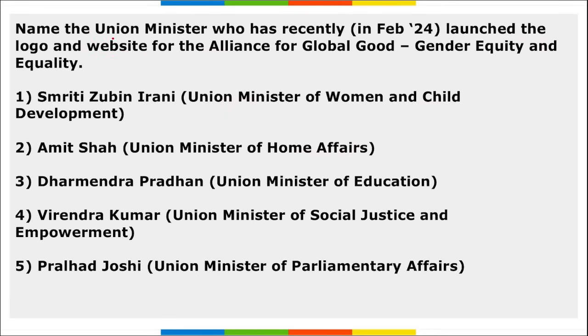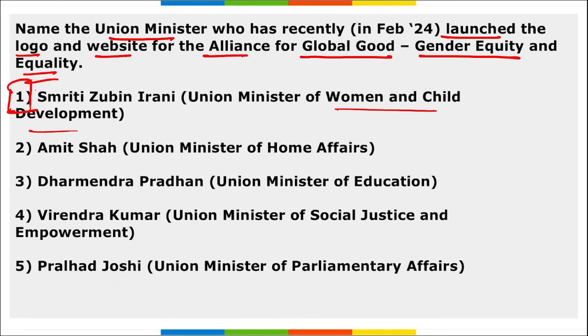Moving on. Name the Union Minister who recently launched the logo and website for the Alliance for Global Good, Gender Equity and Equality. Who is she? Our Union Minister of Women and Child Development, Smriti Irani. Correct? She has recently launched the logo and website for the Alliance for Global Good, Gender Equity and Equality.